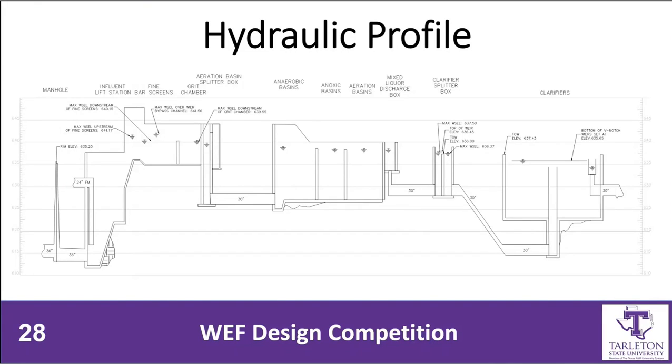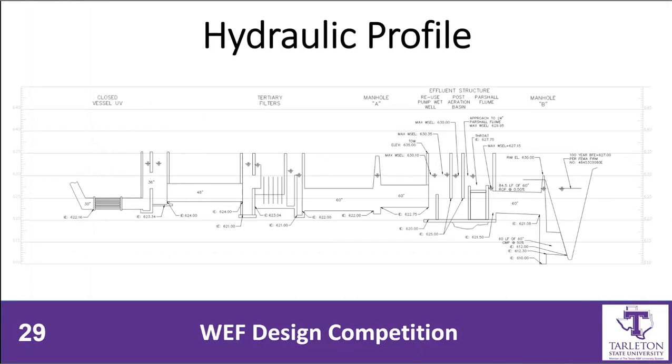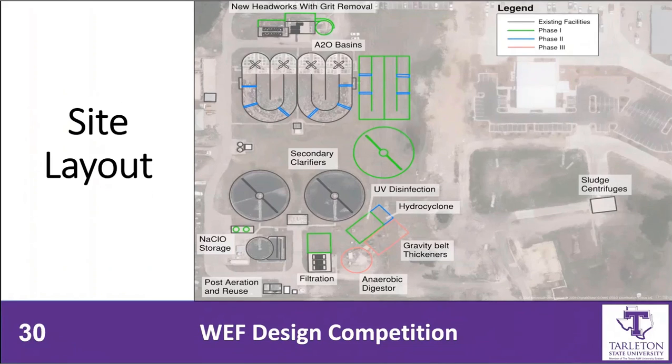Here is the hydraulic profile for the recommended improvements from the headworks through the clarifiers. And this is the section of the hydraulic profile from the effluent of the clarifiers through the plant's outfall. Here's a conceptual overview of the recommended site layout to help visualize the land space requirements. You can see the Phase 1 improvements in green, Phase 2 in blue, and Phase 3 in red.